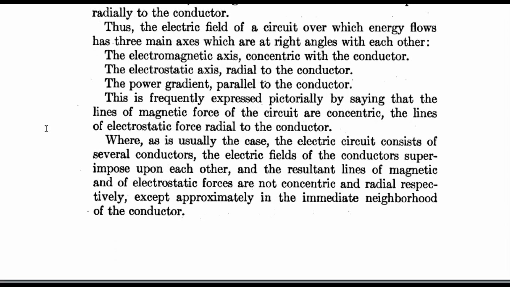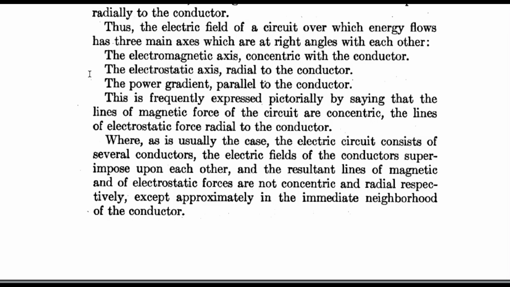Thus, the electric field of a circuit over which energy flows has three main axes which are at right angles with each other: the electromagnetic axis, concentric with the conductor; the electrostatic axis, radial to the conductor; and the power gradient, parallel to the conductor. This is frequently expressed pictorially by saying that the lines of magnetic force of the circuit are concentric, the lines of electrostatic force radial to the conductor.